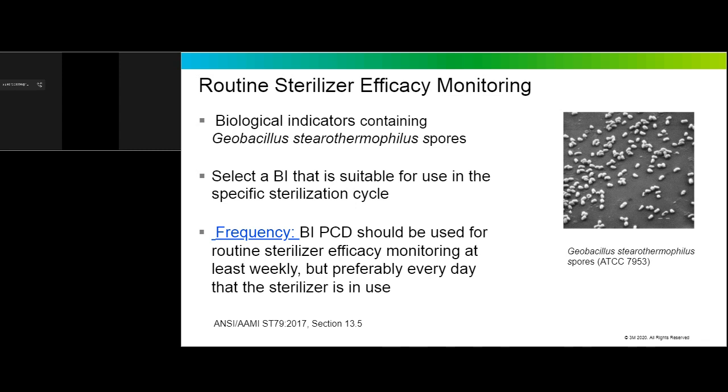You want to make sure that you select a biological indicator that's suitable for the sterilization cycle you're running. So remember earlier we talked about gravity, pre-vacuum, temperature, and exposure times. The FDA requires biological indicators to be validated and cleared for specific sterilization cycles. So make sure you're selecting a BI that's appropriate for your sterilizer. That's one of the reasons it's important to know what cycles you run, not only so that you can run your instruments in the right cycles, but also so that you can choose a compatible biological indicator.